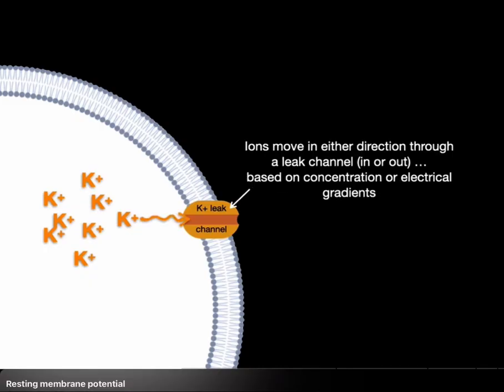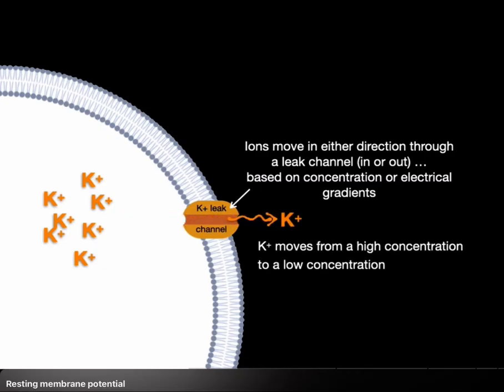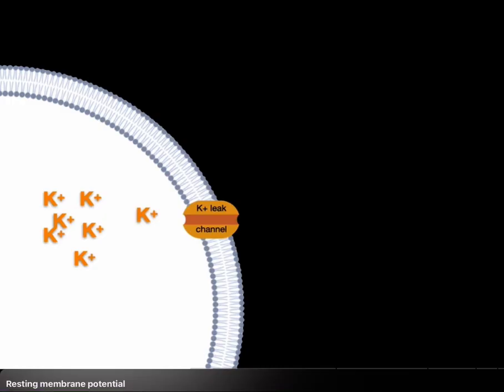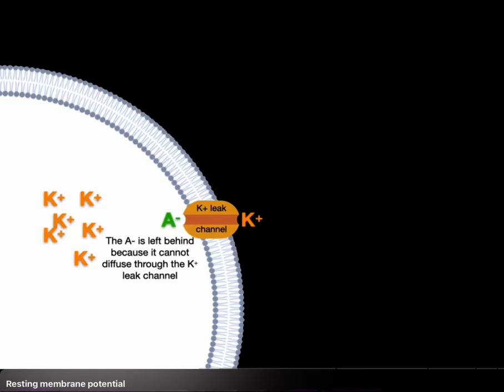This is a potassium leak channel. Now, the potassium ions can move in either direction through this leak channel, in or out, and that's based on concentration gradients or electrical gradients. Okay? So potassium moves from high to a low concentration. But remember that potassium ions are bonded with negatively charged anions. So when a potassium ion diffuses down its concentration gradient through this potassium leak channel, the negatively charged anion is left behind because it cannot diffuse through this very specific potassium leak channel. And so we have a positive ion outside, negative ion inside.